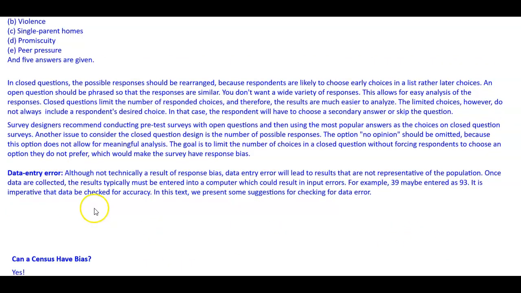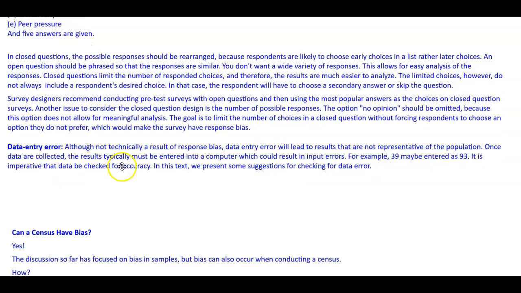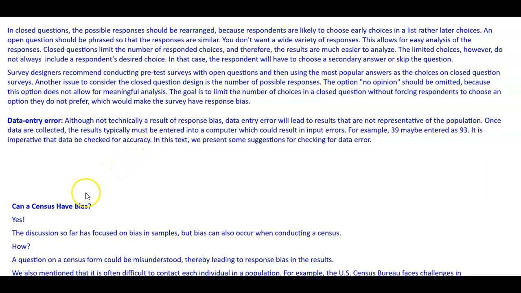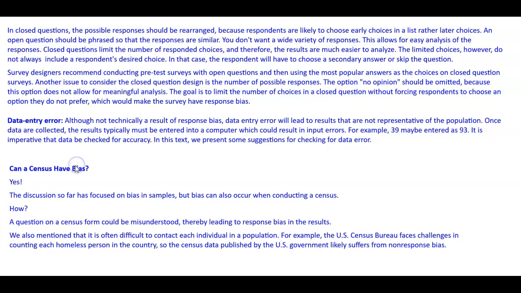Data entry error. Although not technically a result of response bias, data entry error will lead to results that are not representative of the population. Once data are collected, the results typically must be entered into a computer, which could result in input errors. For example, 39 may be entered as 93. It is imperative that the data be checked for accuracy. In this text, we present some suggestions for checking for data error.